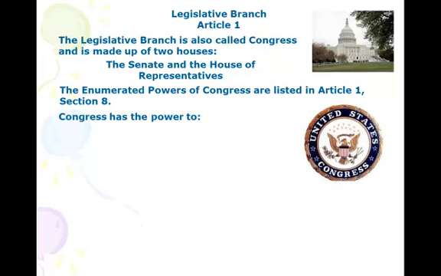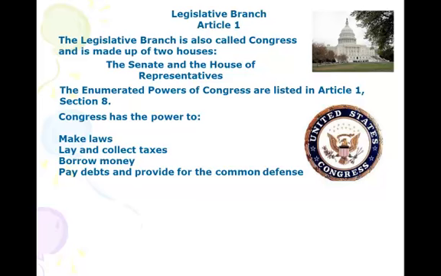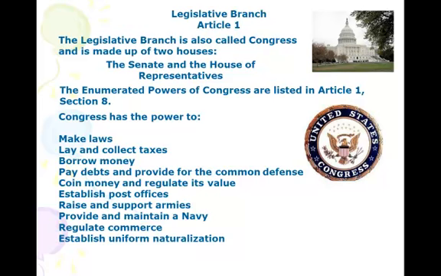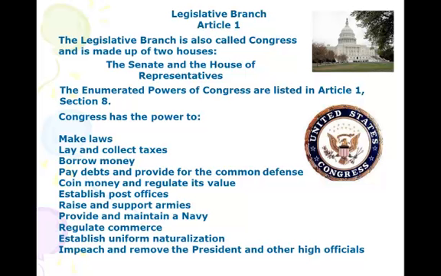Congress has some of the following powers: to make laws, lay and collect taxes, borrow money, pay debts and provide for the common defense, coin money and regulate its value, establish post offices, raise and support armies, provide and maintain a navy, regulate commerce, establish uniform naturalization laws, impeach and remove the president and other high officials, and declare war. A common misconception is that the president has the power to declare war, but he does not. Only Congress can declare war.